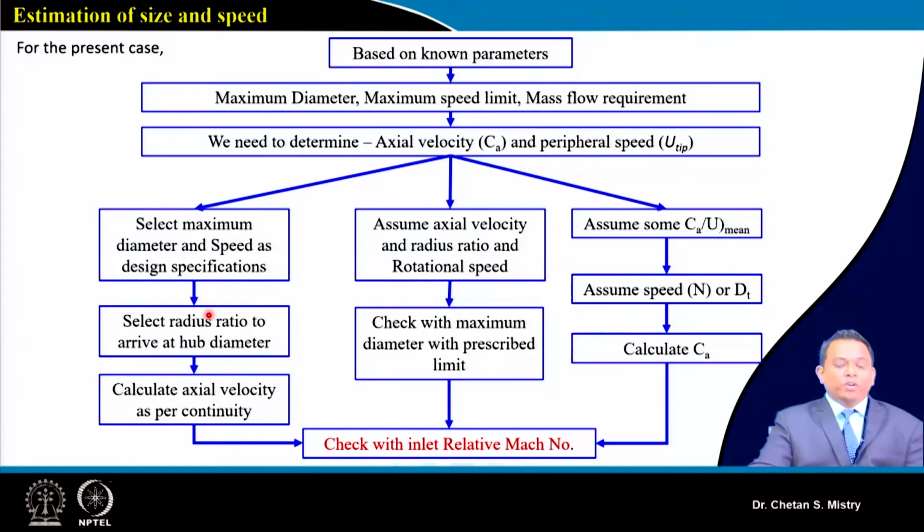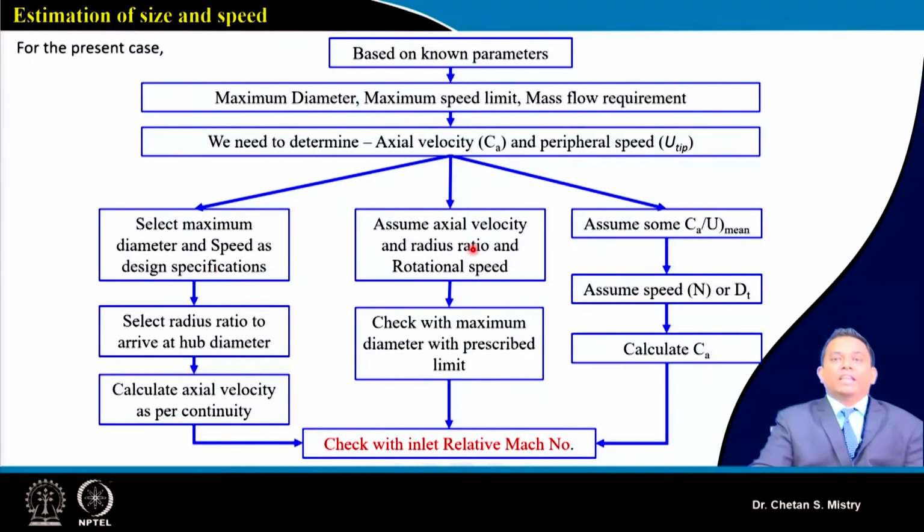Now the radius ratio at the entry is given to us, so we can calculate our half diameter. Based on that, we will be calculating our axial velocity. We can use our continuity equation for this calculation. Once we calculate this axial velocity, our next target is to check the inlet relative Mach number, whether it is meeting our requirement or not. So this is one of the approaches. You can go in an iterative way also. There is nothing wrong in doing this kind of calculation.